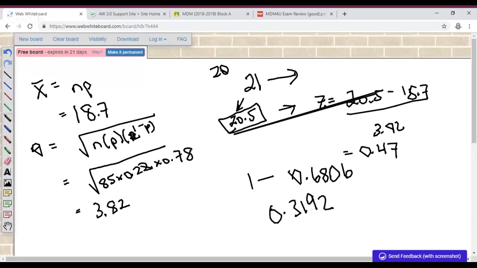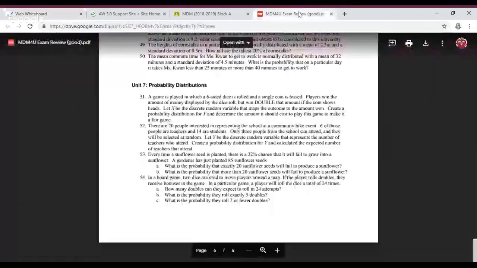Where was I? Okay, so that was 53. That was Black Bear. Oh, but you meant 51. But I did 53. All right, 51.